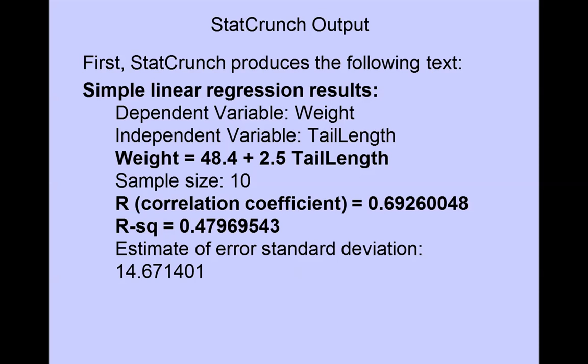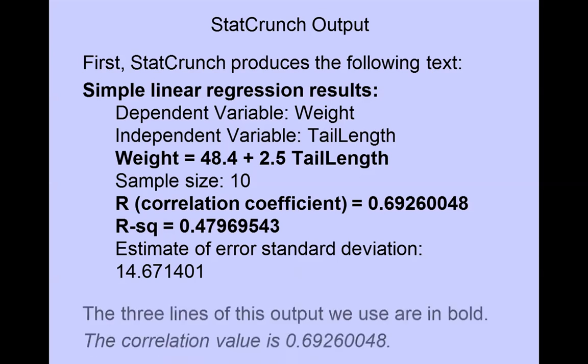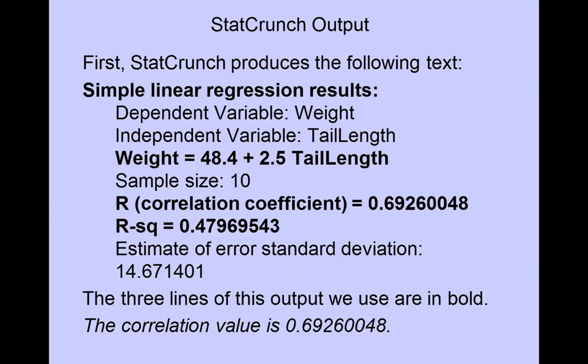And the estimate of the error standard deviation is used in estimation and prediction, but we will talk about very little of that. We'll just give a brief overview of estimation and what you're estimating, and then not really go into a lot of detail. But this is a number that is used in some background calculations. So the 3 lines of output we're going to focus on are in bold, and for now we're just focusing on the correlation value being that 0.6926 number.